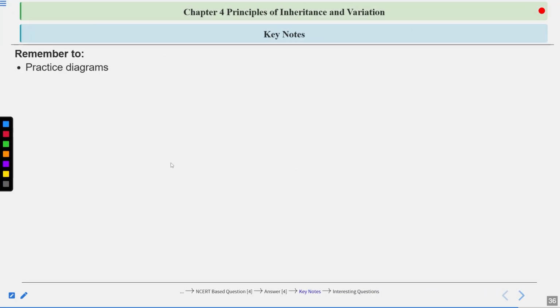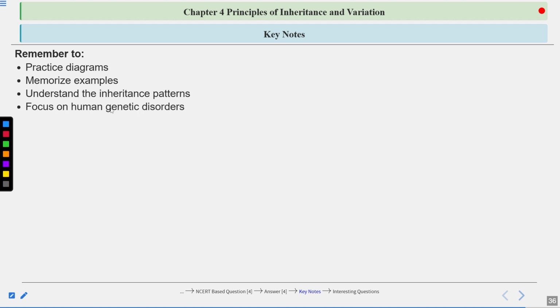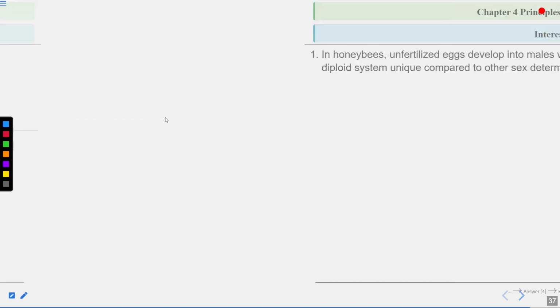So you should practice the diagrams that we have discussed today. You should memorize the examples. You should understand the inheritance pattern, which organism, either the male or the female, determines the sex of the offspring. You should focus on genetic disorders. We'll discuss this in the next session in detail. You should know the evolutionary significance of different systems as well. Why did these different sex determination mechanisms evolve?